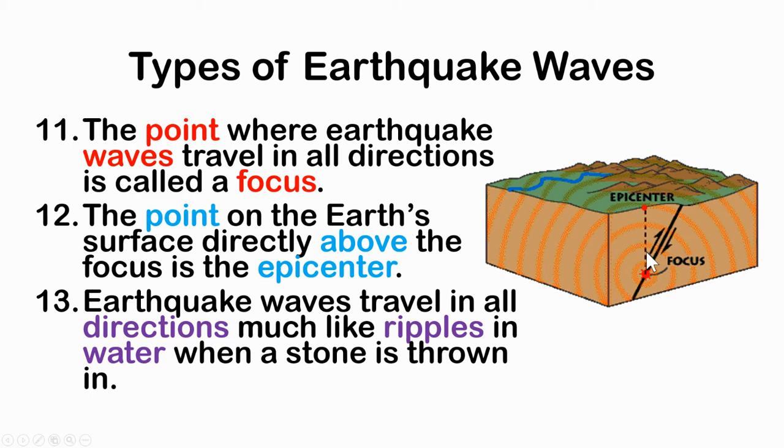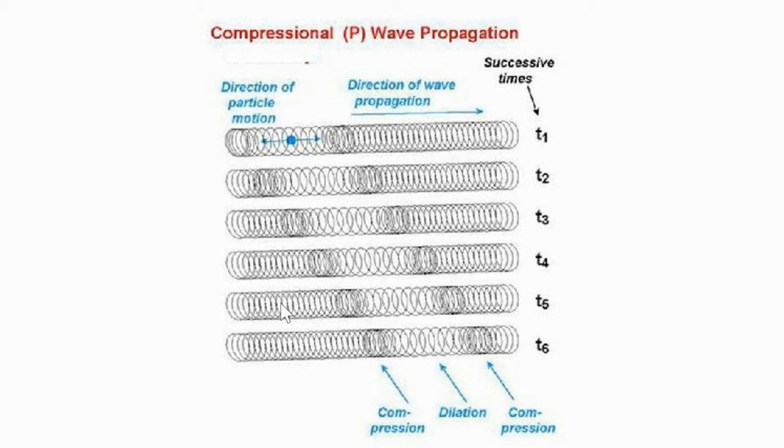As the earthquake permeates the earth, it goes in all directions, down, up, to the sides. But eventually it's going to hit the surface, and the point where it hits the surface first is the epicenter, and that's the point where it's going to be felt the strongest. Earthquake waves travel in all directions, just like I said, and much like ripples in water when a stone is thrown in, but we're thinking three-dimensional, right? It's not really a circle, it's more like a sphere, right? Traveling out in all directions.